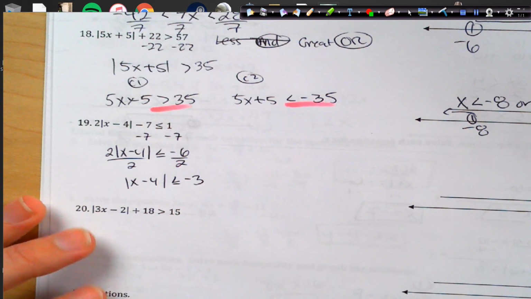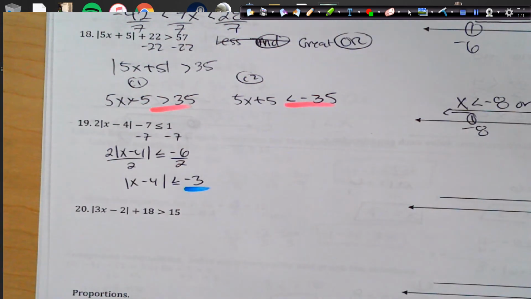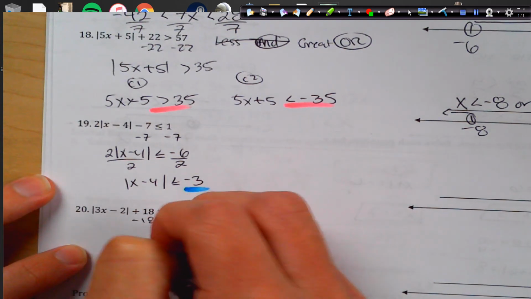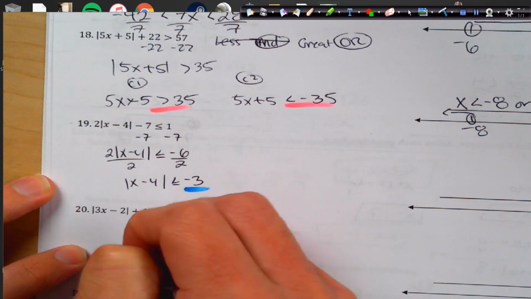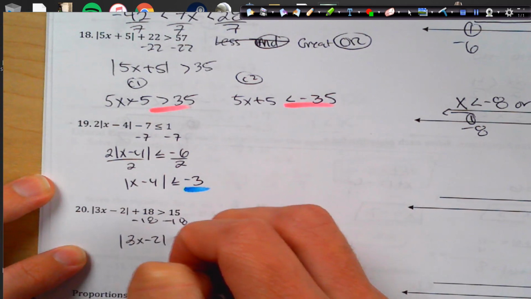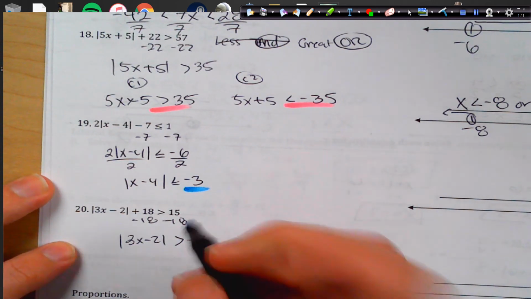Okay. We have a negative right here, so we got to think for a second. I'm going to actually pause this problem, and I'm going to go to the next one and take a look at it. Let's subtract 18. And that is going to be greater than negative 3. And we're going to pause here.